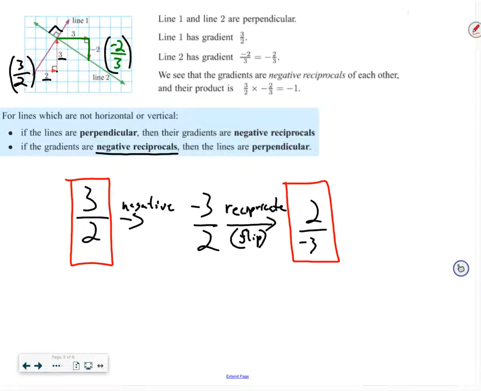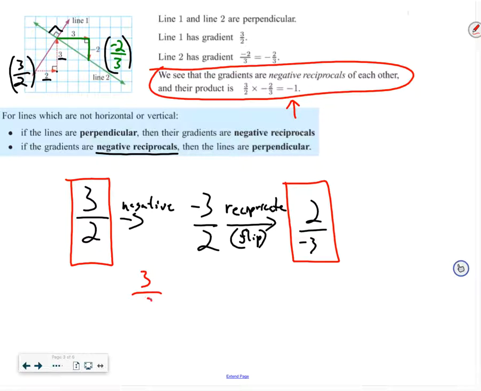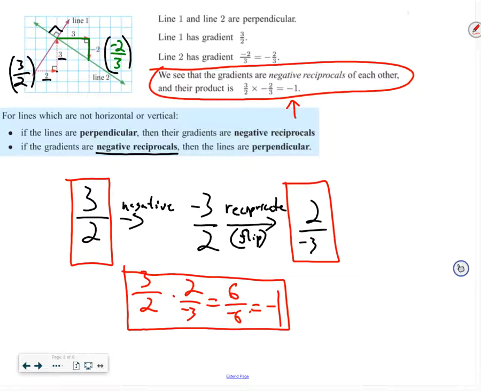Another way you can identify slopes that are perpendicular to each other: if you multiply them together, they should equal negative 1. So if we take 3 over 2 times 2 over negative 3, we end up getting 6 over negative 6, which simplifies to negative 1. So that also tells us that our slopes are perpendicular.